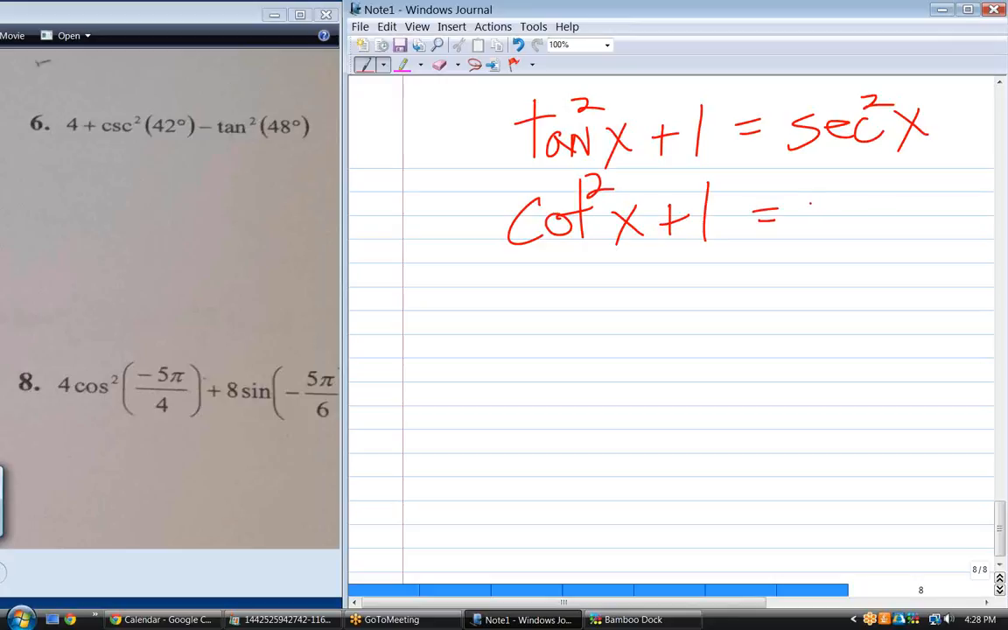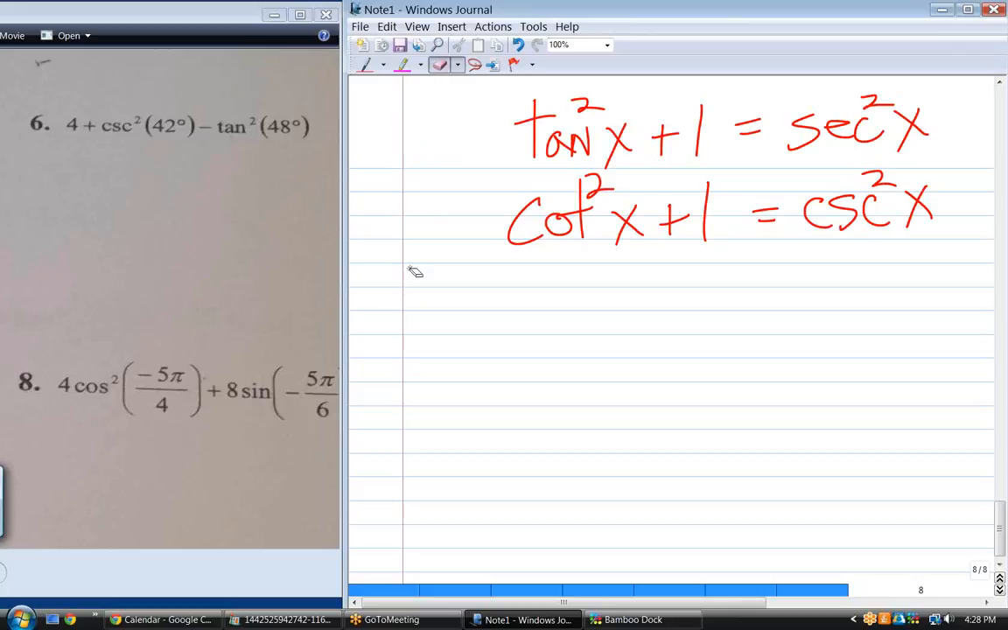For some reason, and I've never understood this, the book reverses these two. In other words, the book will give you this as the second one, and for the third one they'll say 1 plus cotangent squared x. And I just have never gotten it because it's so much easier to remember this way. This is exactly the same as this, only using the word co in front of each trig function.